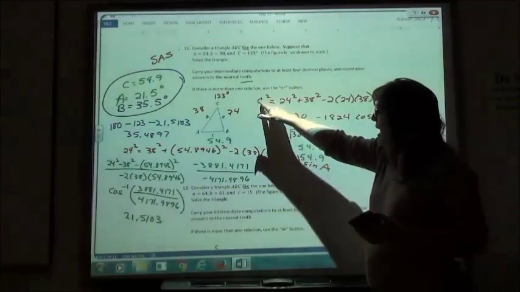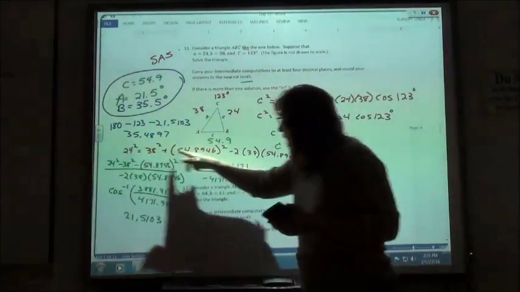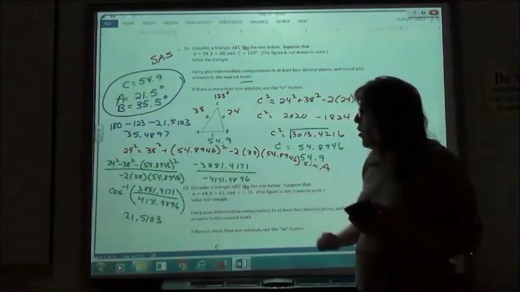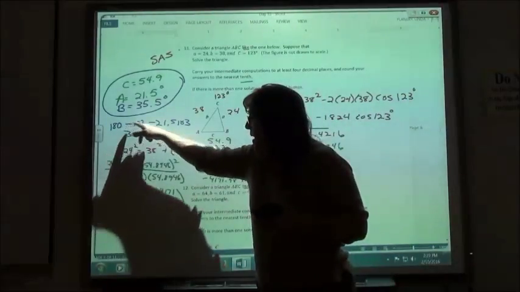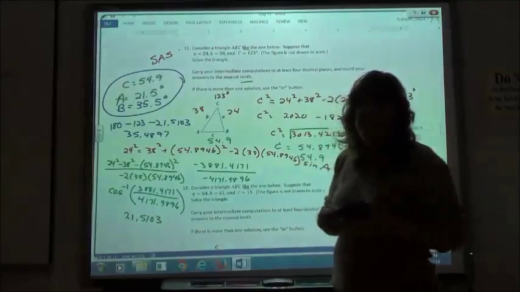So I found side C using my law of cosines. I found angle A using my law of cosines. I found angle B by taking 180 and subtracting angle A and angle C, which I already knew.